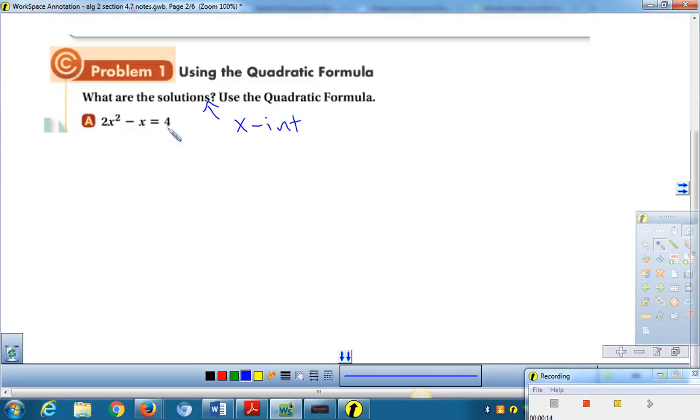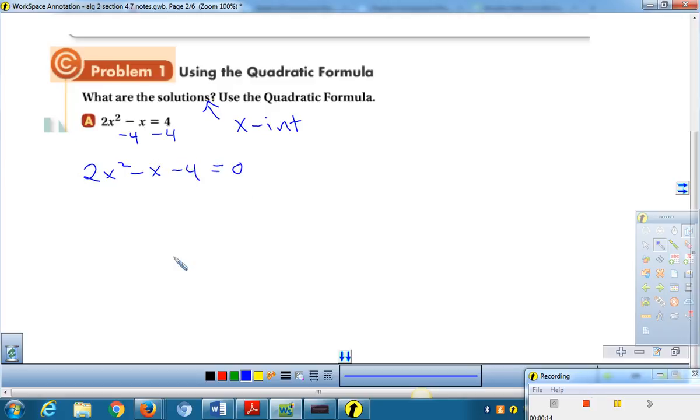And what we just said is, to use the quadratic formula, we need to be in standard form with everything on one side. So what do we do first? Subtract the 4. So we have 2x squared minus x minus 4 equals 0.